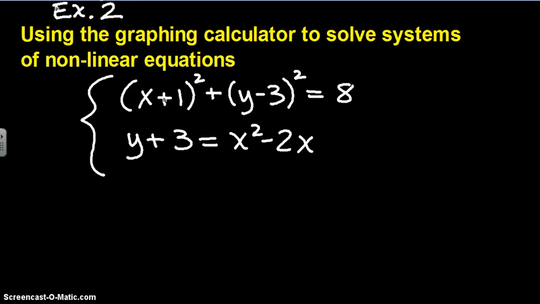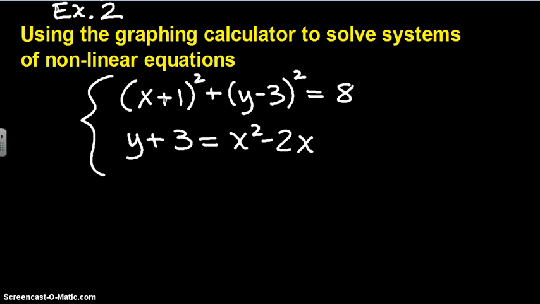Just to review, the steps that we go through to do this are the same every time. Step 1 is to solve everything for y, so that all my equations are in y equals format. Step 2 is then to put them in the graphing calculator. That's why I need them equal to y. And step 3 is to use the graphing calculator to do intersect, to find the points of intersection.